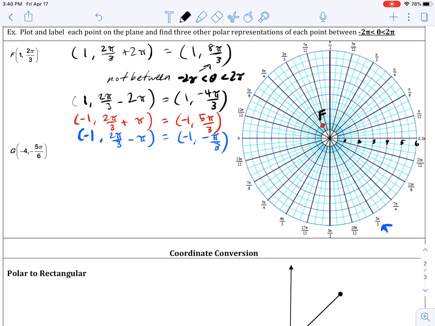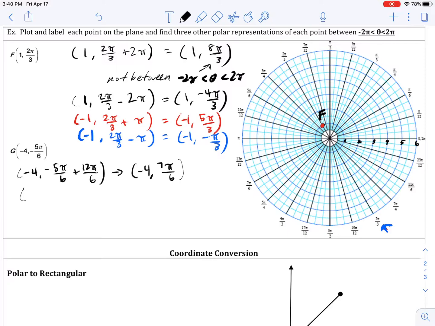So if you've tried G, first thing that you're going to want to do is go ahead and take your angle and find a coterminal angle. And so we can go ahead and just try adding 2 pi. Since my denominator is 6, I'm just going to add 12 pi over 6 while I'm at it. And that gives me -4, 7 pi over 6. And that is between -2 pi and 2 pi. Then go ahead and try the other one.